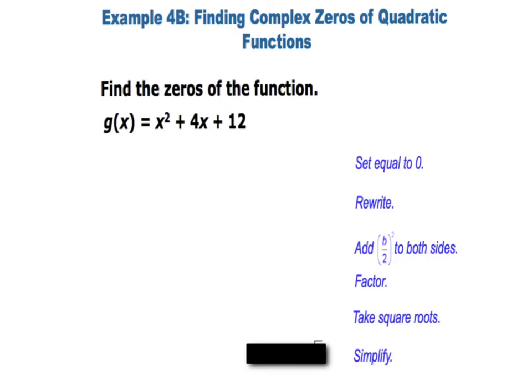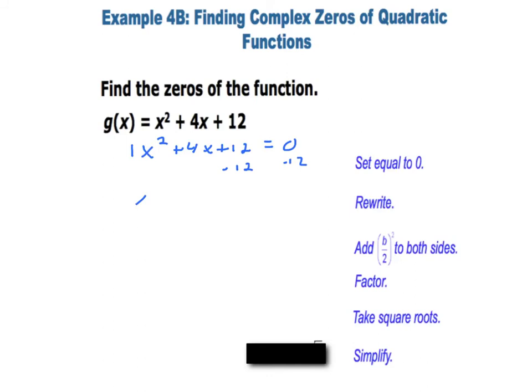Okay, now that you've done this, let's see how you've done. First of all, we set it equal to 0. So we have x squared plus 4x plus 12 set equal to 0. Now, is there an a value other than 1? No. Okay, so I'm going to subtract this 12 over to this side.